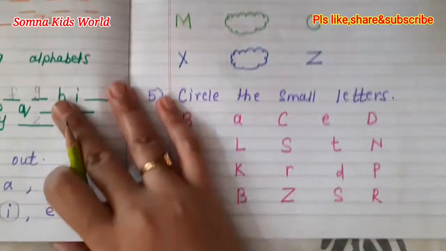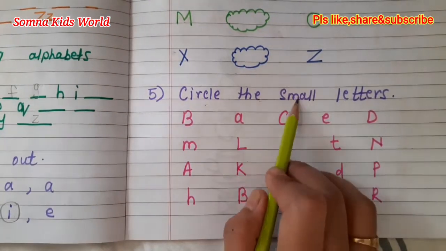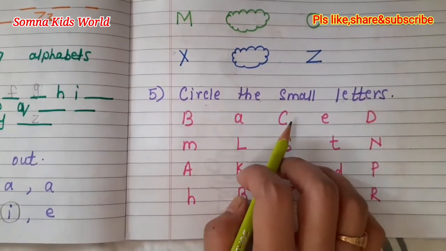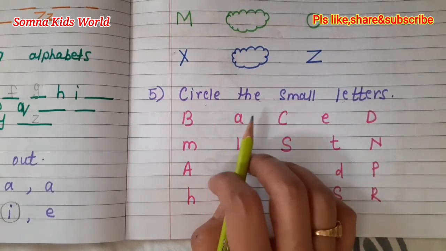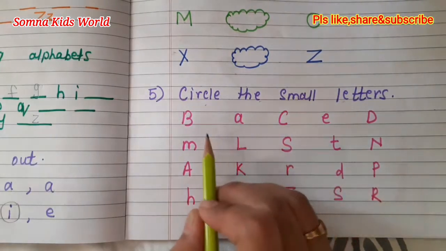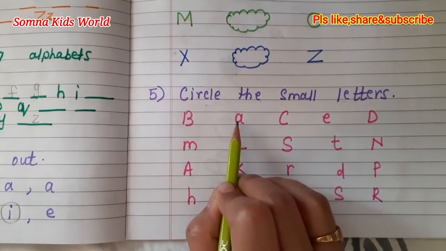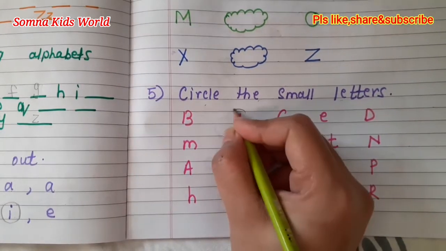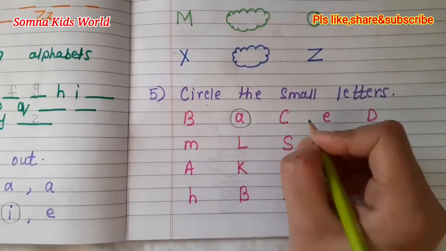Next one is circle the small letters. Here I have jumbled capital and small alphabets. So kids need to find out where the small letters are. Like B, A, it's capital B, small a. So small letter a, circle here.